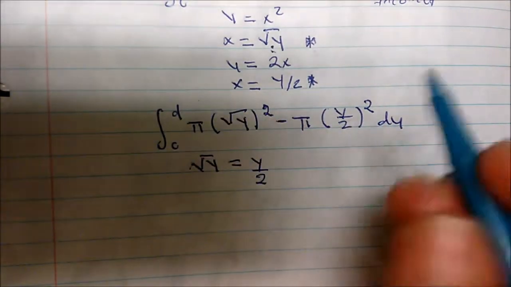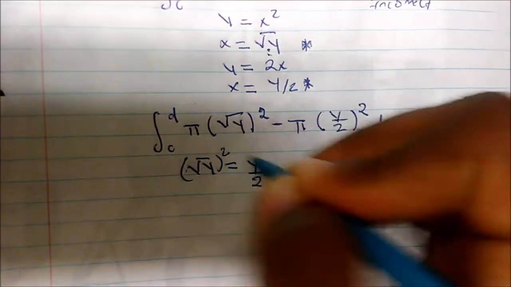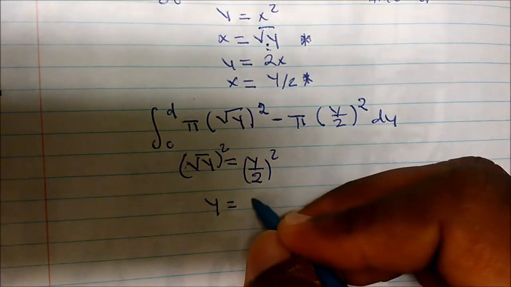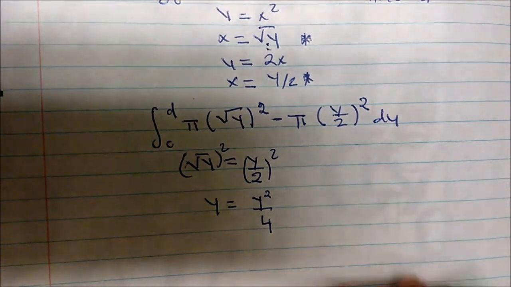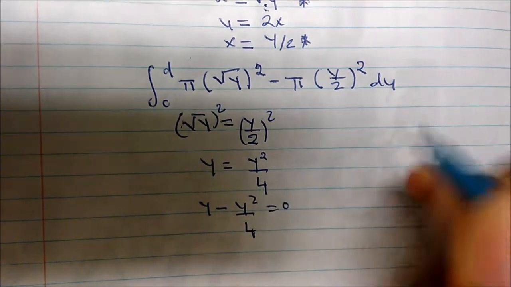Okay, well, if I'm solving for y, I can't have the variable on both sides of the equation. So if I square both sides, then this becomes y is equal to y squared divided by 4. Okay, well, that's nice to know. So y minus y squared divided by 4 is equal to 0.